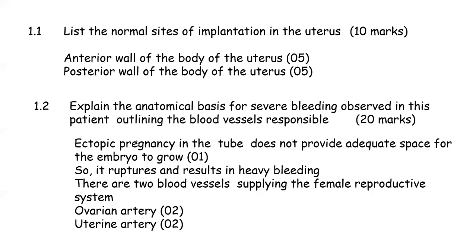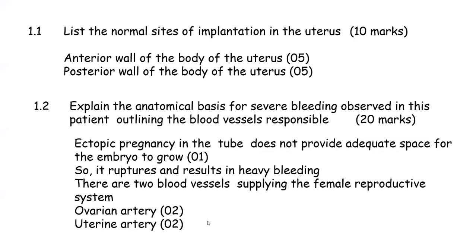It tells that the ectopic pregnancy in the tube does not provide adequate space for the embryo to grow. That is why it ruptures now, right? So it ruptures and results in heavy bleeding. So if something like this is there, for the moment I will give it 1 or 2 marks. Let's say 1 mark. Either this one or this one should be there, right?